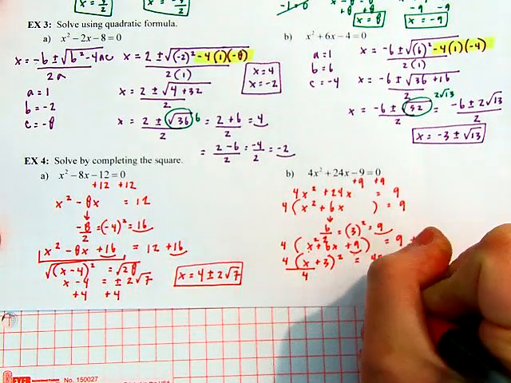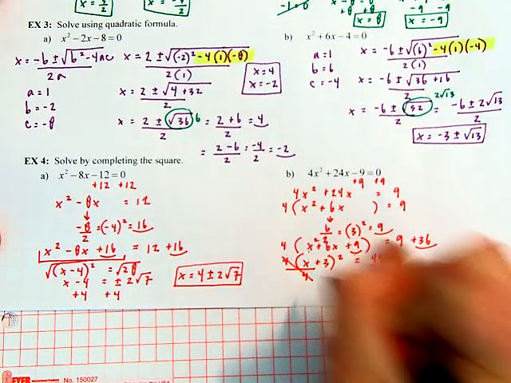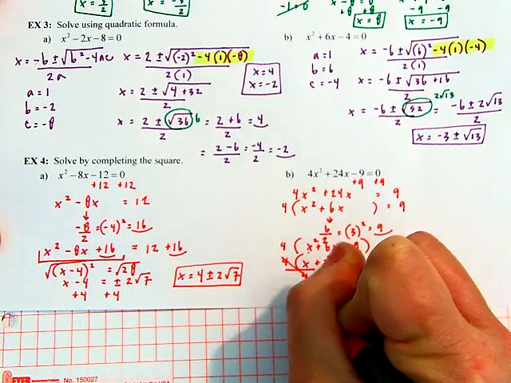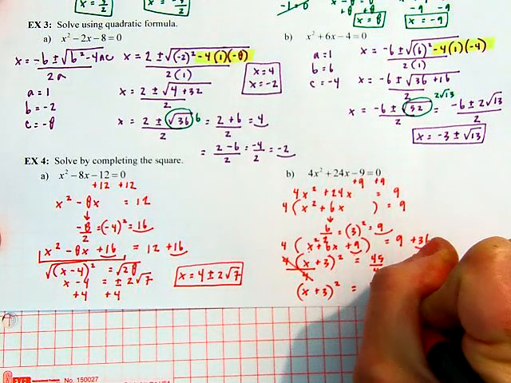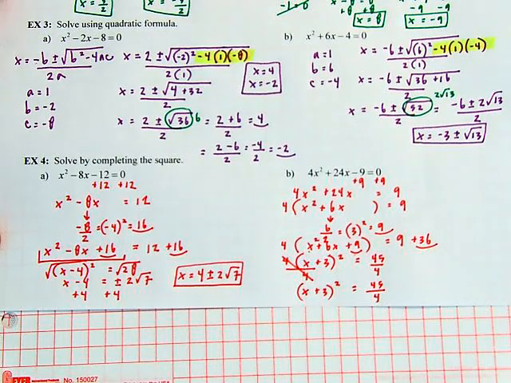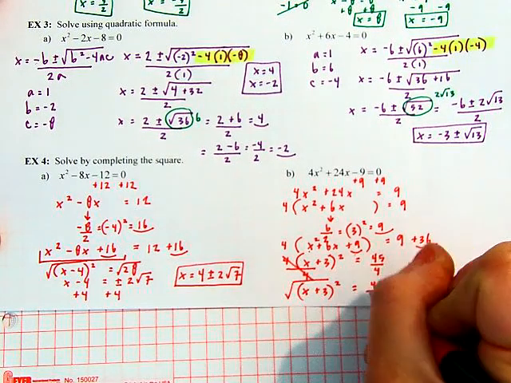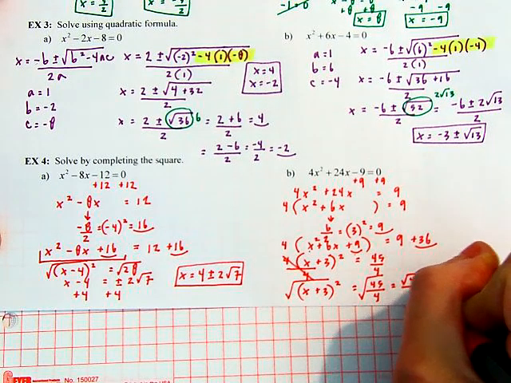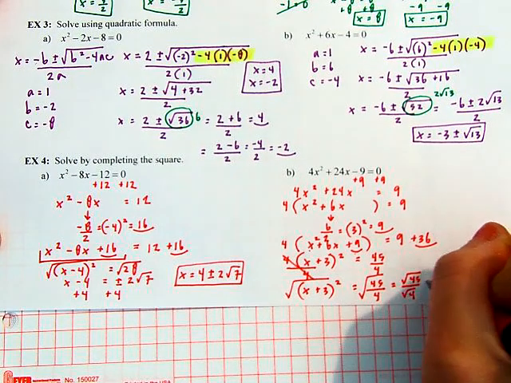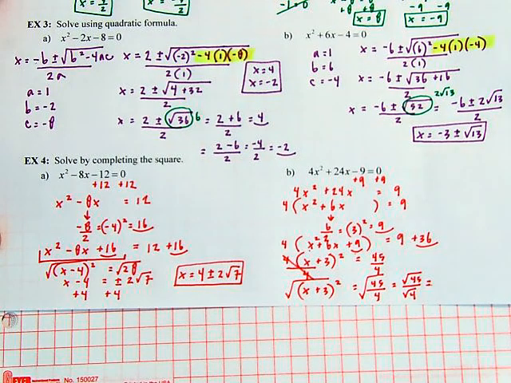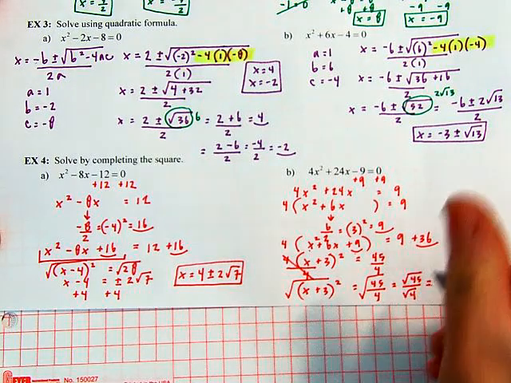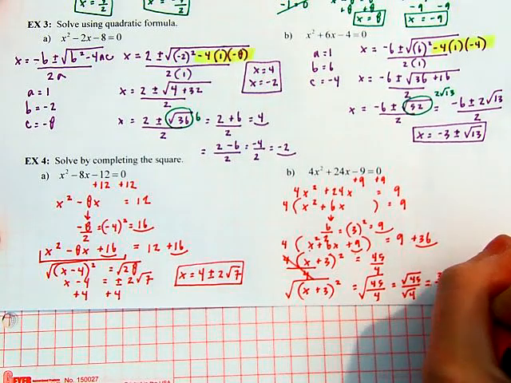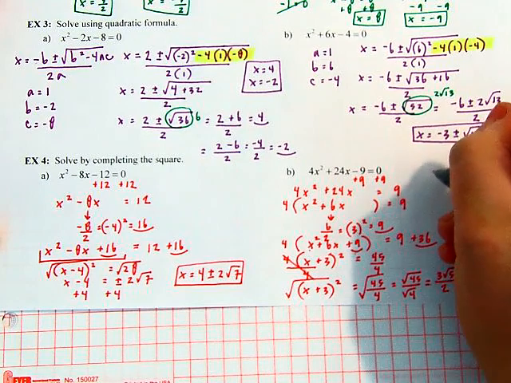Okay, now I need to divide by 4. And then I need to solve by taking the square root. So I have x plus 3 as my quantity squared equals 45 over 4. So if I solve by taking the square root of each side, right here, that splits into the square root of 45 over the square root of 4. Okay, square root of 45 is 9 times 5. So 3 root 5 on top. Square root of 4 is just 2 on the bottom.